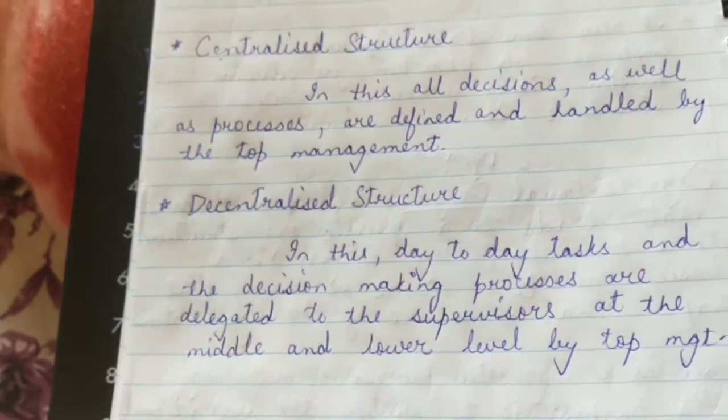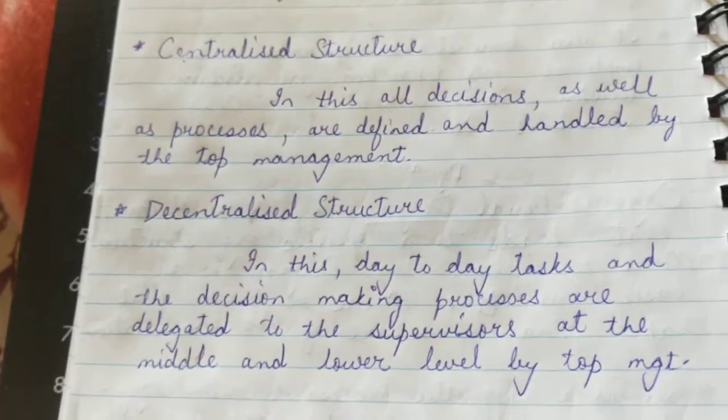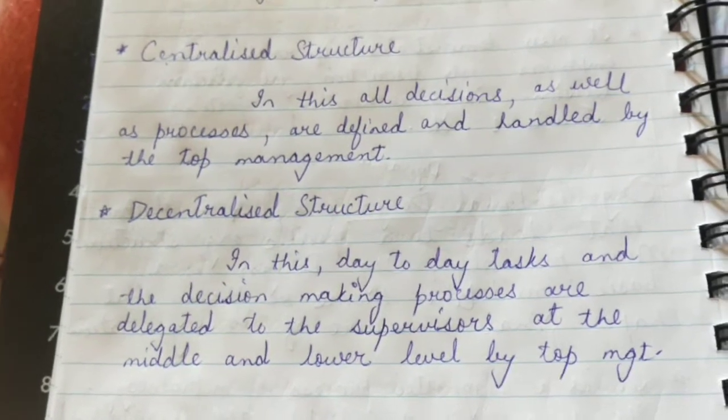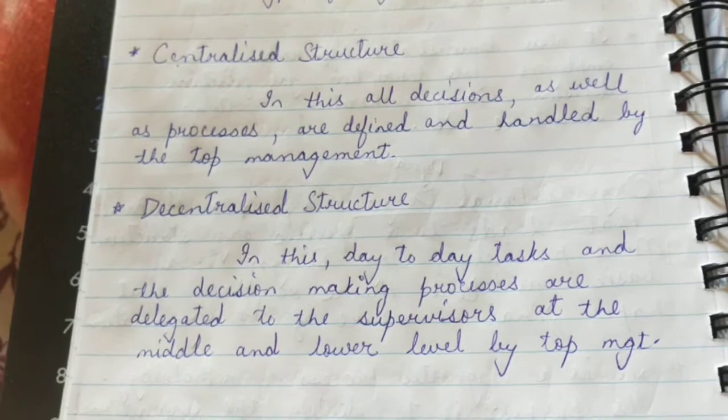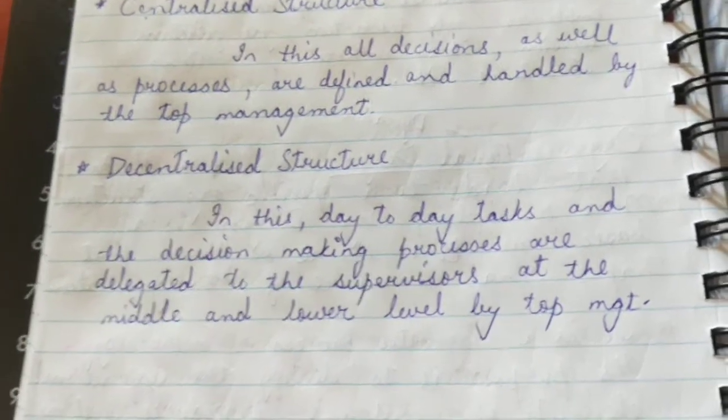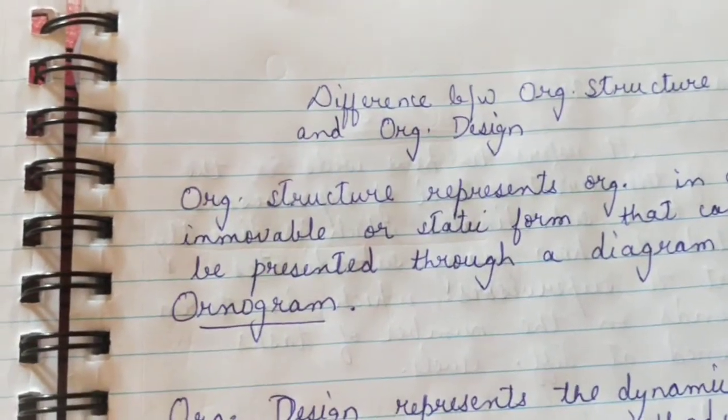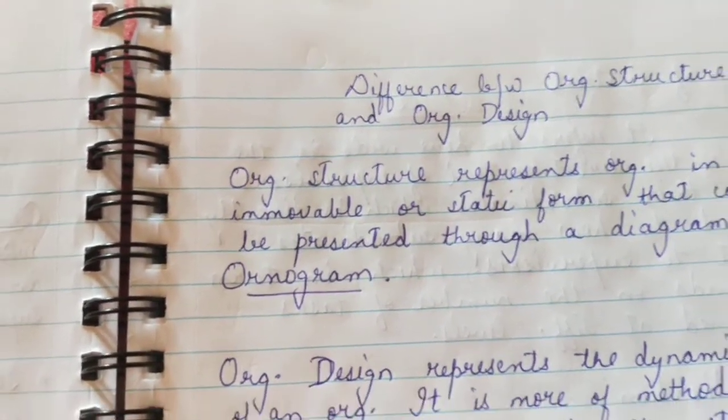Otherwise, in centralized, every time top management has to be involved. In small businesses it happens, centralized structure is there, but in big firms decentralized structure is there. Okay, then now there's a basic difference, a small difference between organization structure and organization design.